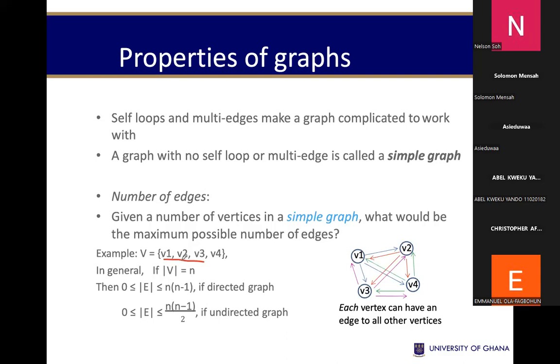Can you see that? So if you are dealing with a directed graph, then the formula becomes 0 less than or equal to the cardinality of E less than or equal to N going into N minus 1.